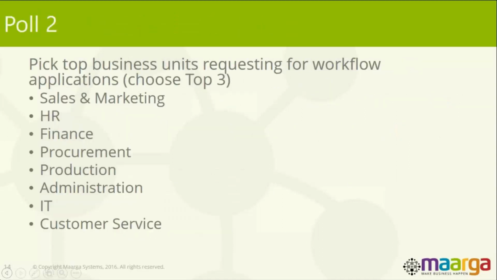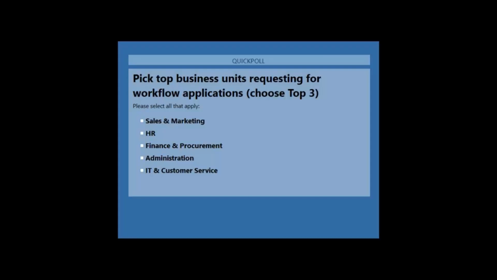Right, okay. So, Scott, can you just run poll 2? I would like to understand what kind of business units really request workflow applications in the organization. Okay, here comes poll 2. Pick the top 3, so it's multiple select here. Pick top business units requesting workflow applications in your organization. So again, pick 3 of these 5 answers: sales and marketing, HR, finance and procurement, administration, or IT and customer service.